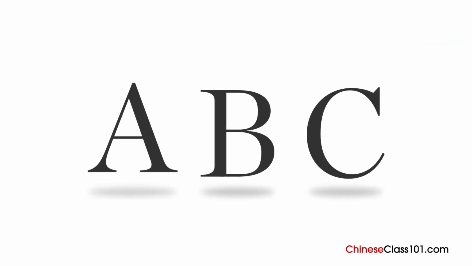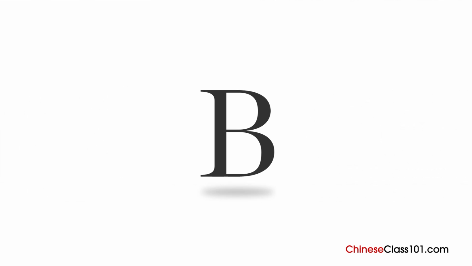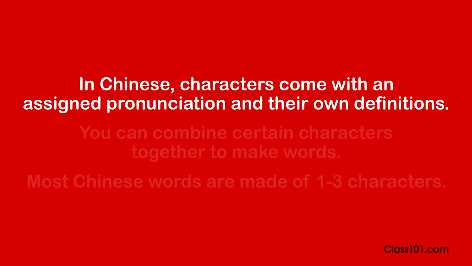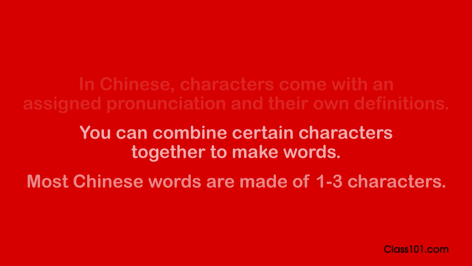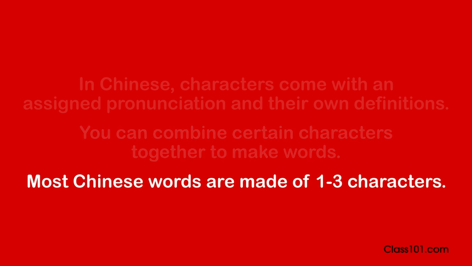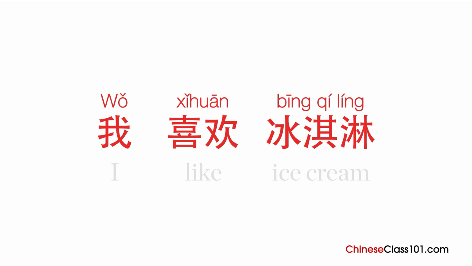In English, we use an alphabet to spell out each word. However, most letters on their own don't carry a particular meaning. In Chinese, characters come with an assigned pronunciation and their own definitions. You can combine certain characters together to make words. Most Chinese words are made of 1 to 3 characters. For example, 我, I, 喜欢, like, 冰淇淋, ice cream.